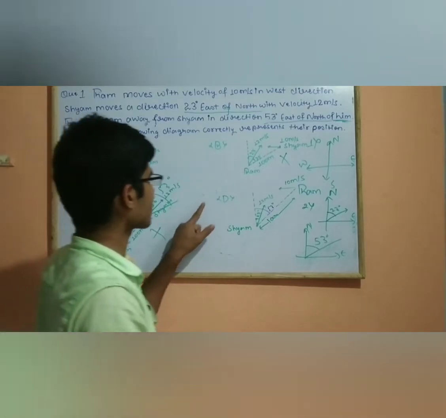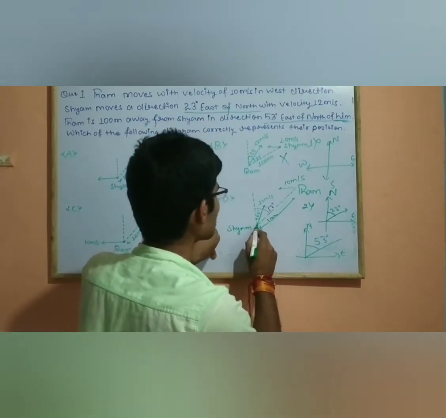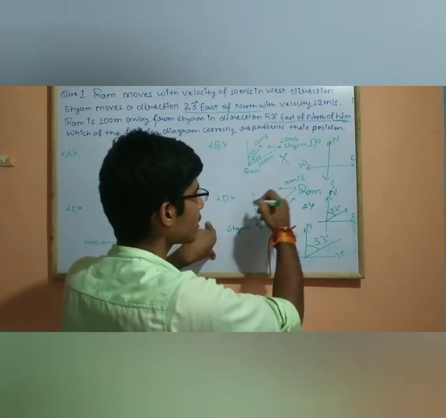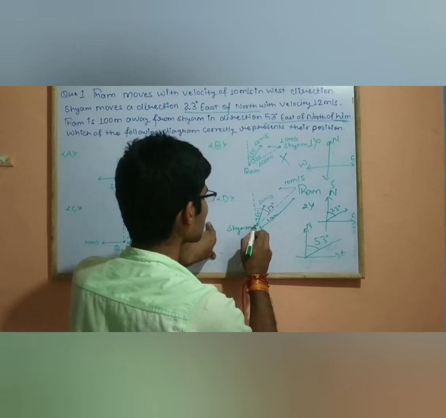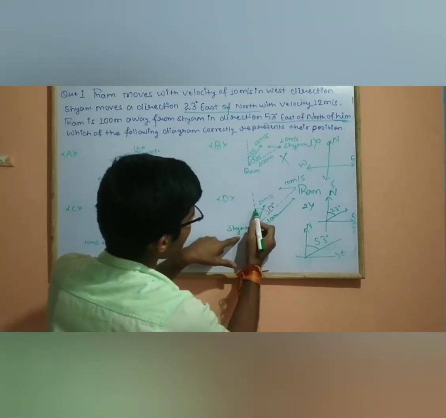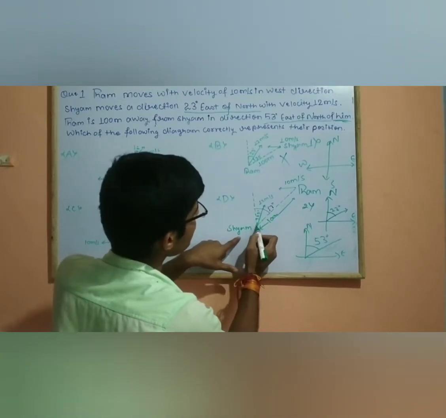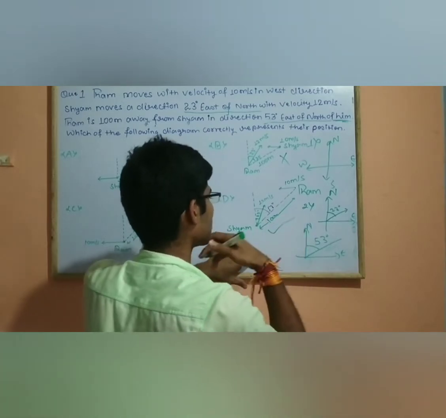And the last one is D. So here Syam is over here, Ram is over here. Ram is moving toward west, and the distance between them is 100 meter, and Ram is 53 degree east of north from Syam. So this option is the correct one.